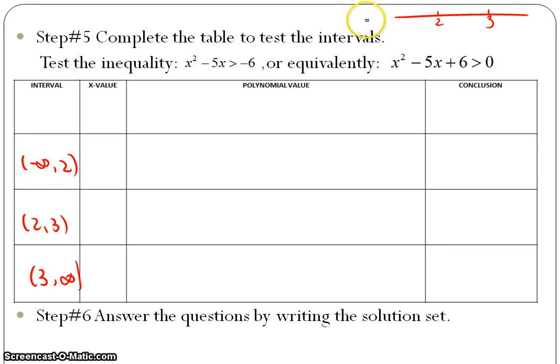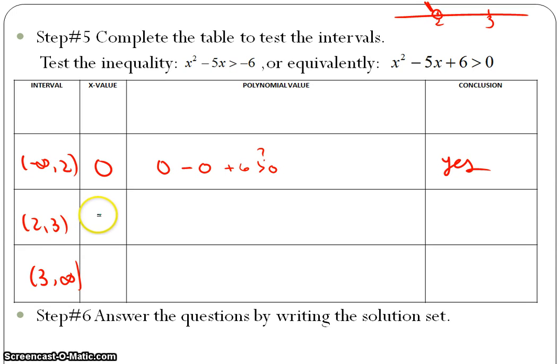So some number out here, like 0. And I want to know, is x squared minus 5x plus 6 greater than 0, or the original? You get the same conclusion either way. So if you have 0 minus 0 plus 6, is that bigger than 0? When I plug it in here, yes, it tells me that it's above the x-axis here. Okay, and graphically we know that that's true.